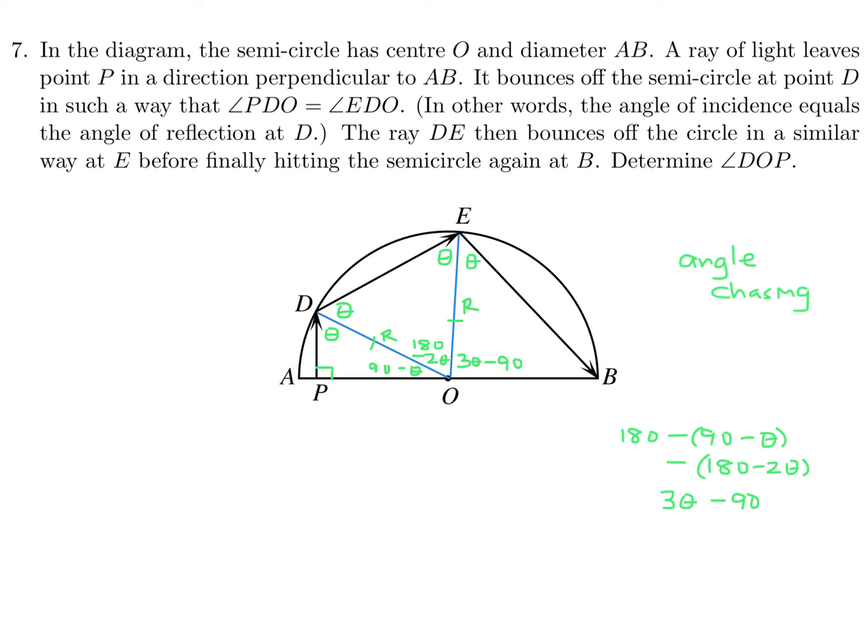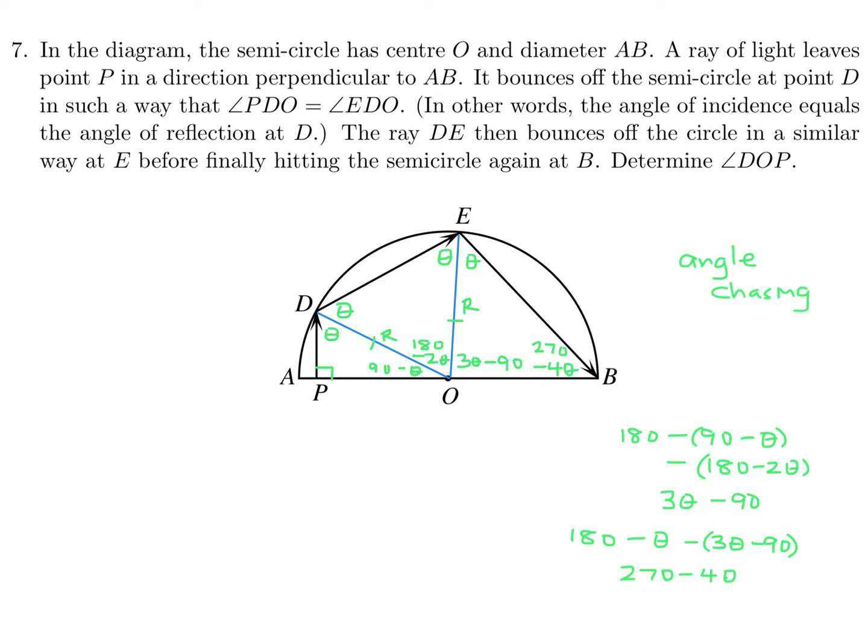And then this one is going to be 180 minus theta minus 3 theta minus 90. So that's going to be, sorry, it's minus, so it'll be 270 minus 4 theta. 270 minus 4 theta. Okay, great. We got it all labeled. All right, so where do we go from here?